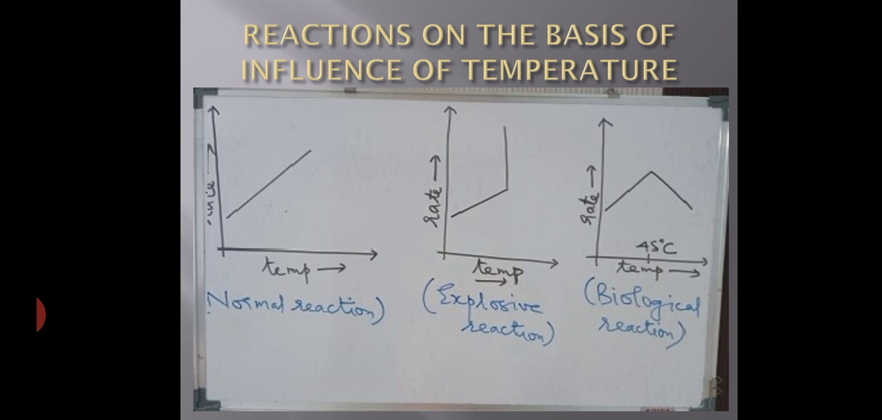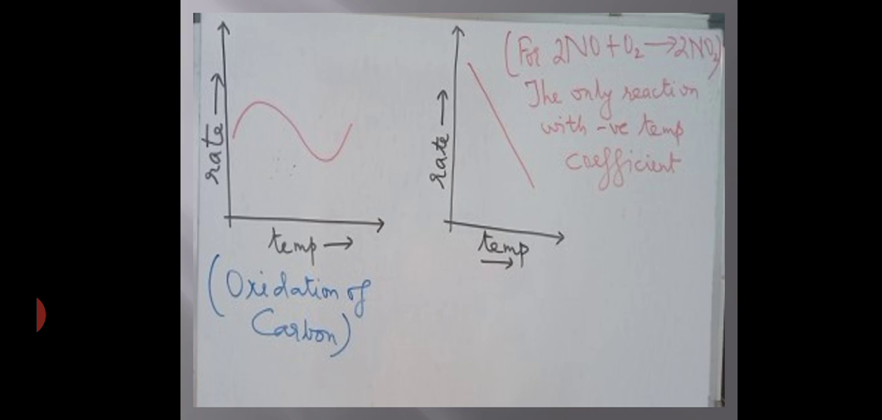This is an explosive reaction. This sort of graph, first it increases, then the rate becomes almost constant with temperature, and after increasing, this sort of graph is nothing but undefined, we can say. And the biological reaction, the metabolic activities, is a normal oxidation of carbon, and this is a particular reaction. That is 2NO plus O2 gives 2NO2, where the temperature coefficient is negative.